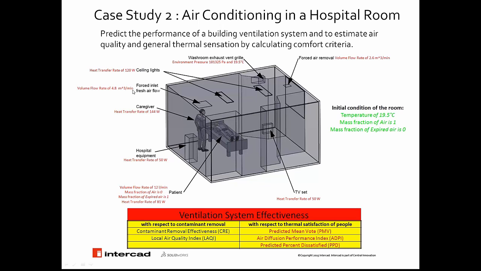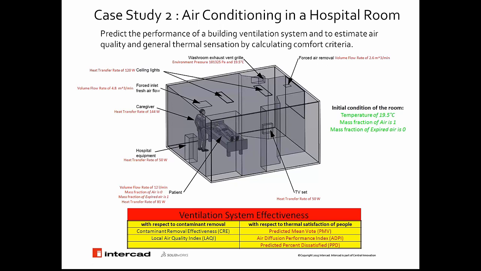Also, we have the patient's breath, which has a flow rate of 12 liters per minute. The mass fraction of fresh air at this source is 0. The mass fraction of expired air is 1, and the patient also generates a heat transfer of 81 watts. For the outflow, we have the first exhaust vent grill, at environmental pressure and 19.5 centigrade, and also the forced air removal with a volume flow rate of 2.6 cubic meters per minute.